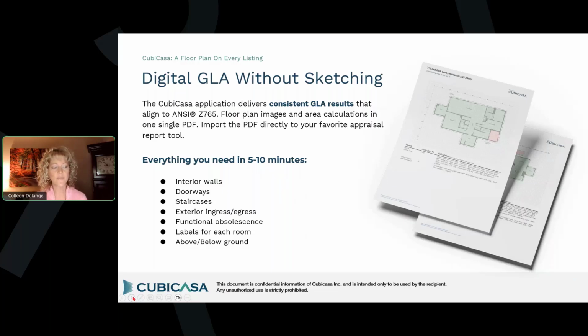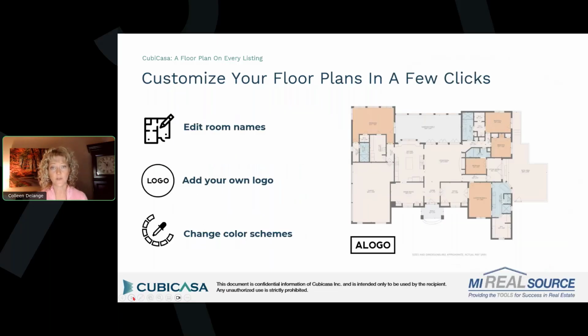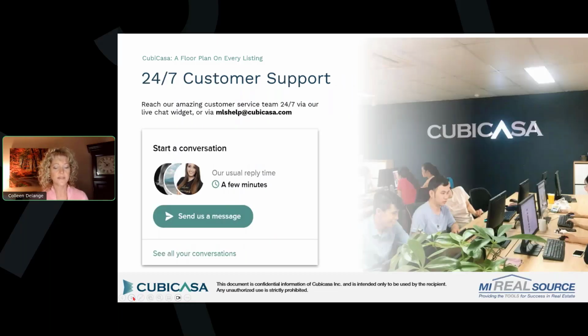Again, if you are an appraiser, that's going to give you interior walls, doorways, staircases, ingresses and egresses. It will label each room, and as we know, with a lot of changes going on in the appraisal world, it'll label things above and below ground, so it knows that, and it will calculate that on your GLA report. As I mentioned, you can change it to your own company colors, kind of fly through this.